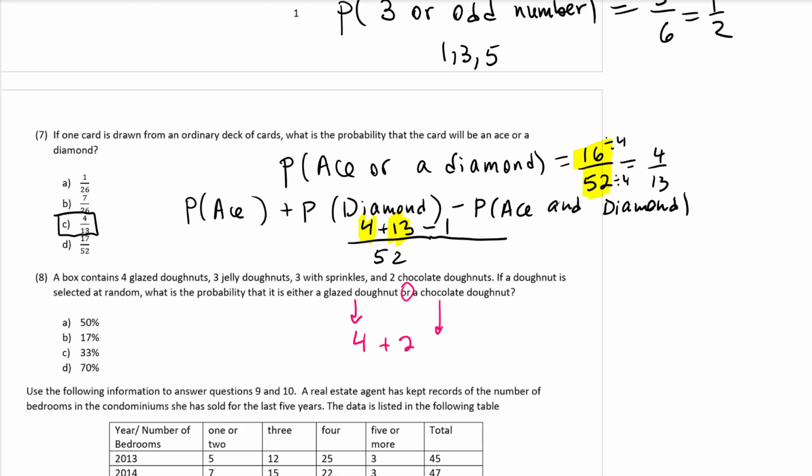Any donut that is both glazed and a chocolate? Doesn't say so. If there were, you would overlap. I mean, you'd subtract the ones that are double counted, but it doesn't say that. So what we're going to do, we just put it over the total, which is 12, and you get an answer of 6/12, which is exactly 1/2, which gives us 50%. Okay, exactly half of the donuts are either chocolate or glazed. So that wasn't too bad.